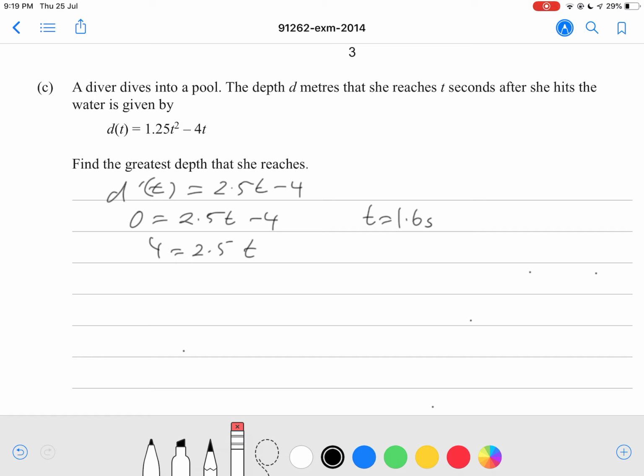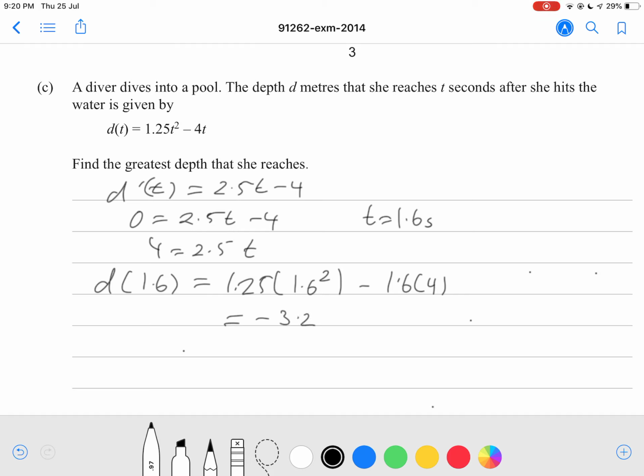So what we have to do now is substitute t equals 1.6 into our distance formula, okay? So d of 1.6 equals 1.25 times 1.6 to the power of 2 minus 1.6 times 4. All we need to do is plug this into our calculator. So 1.6 squared, minus, so it should come out to be equal to negative 3.2 meters, okay?